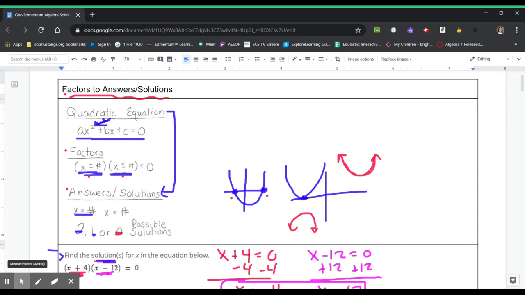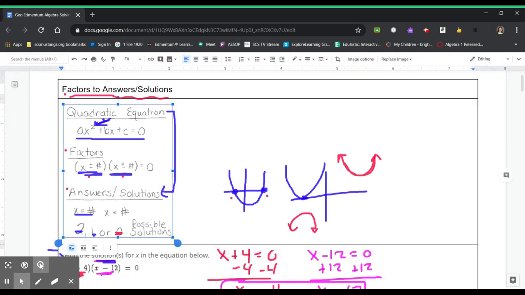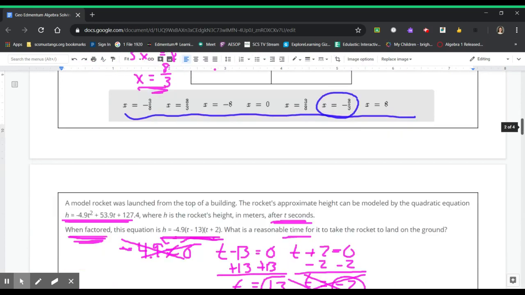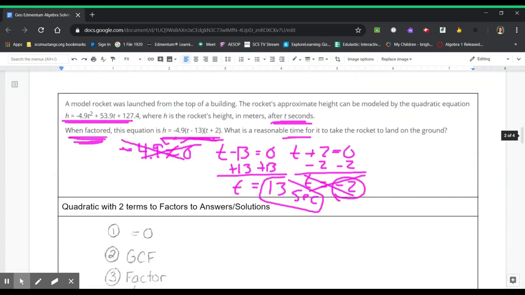We start with the equation. They want us to move it to factors, and they want us to get solutions. So basically, they say, here's your quadratic equation, and I want you to tell me what the answers are. And you've got to remember that we have to go to factors in the meantime. So to start us off nicely with these, we're going to start with the ones that give us two terms.